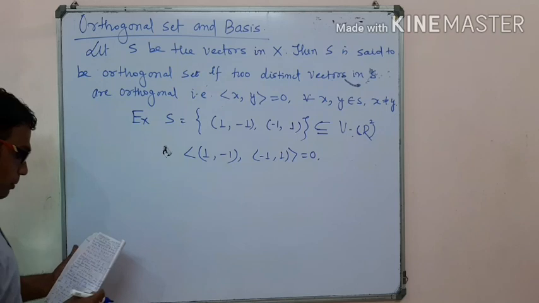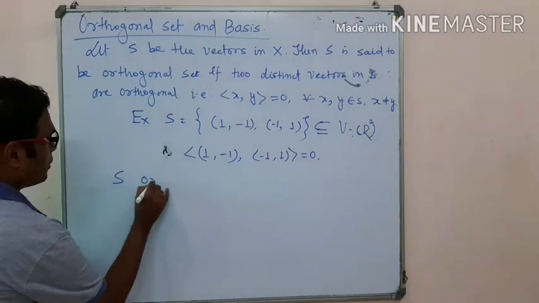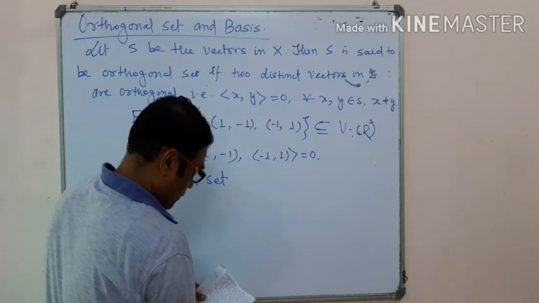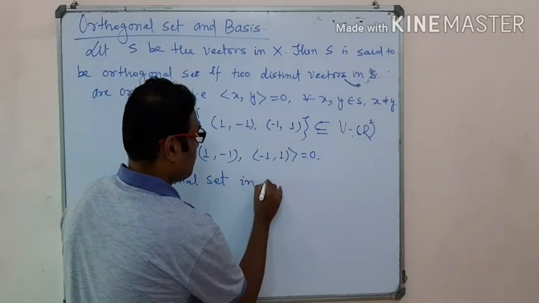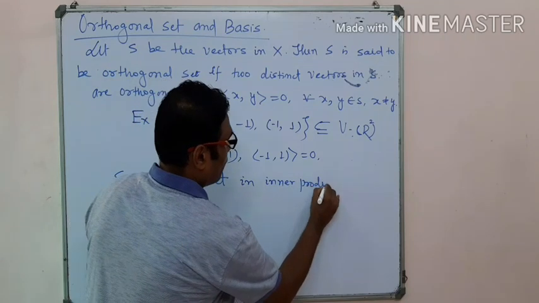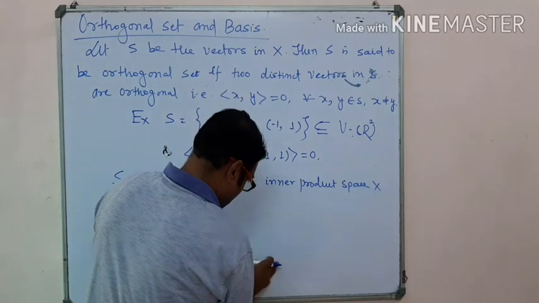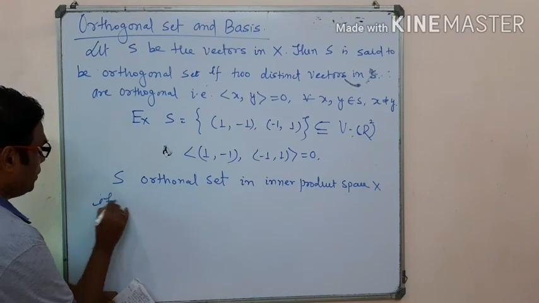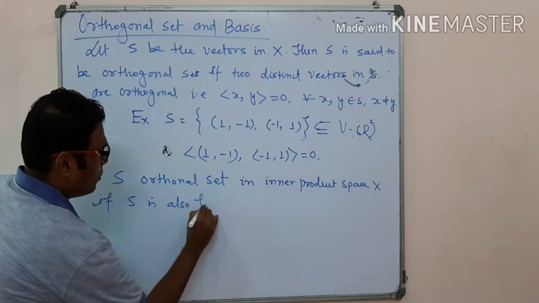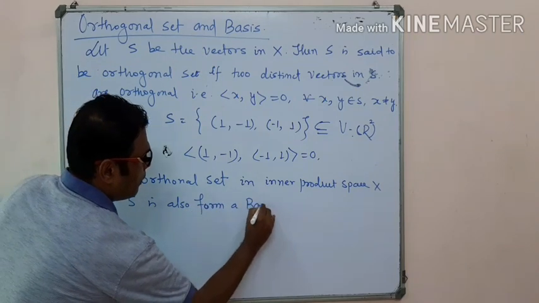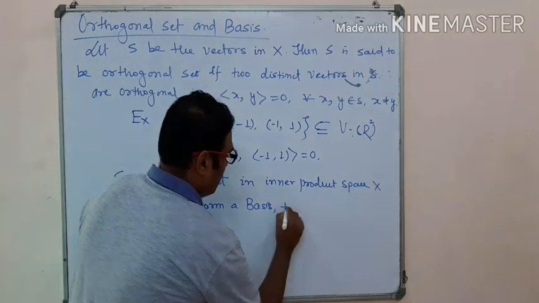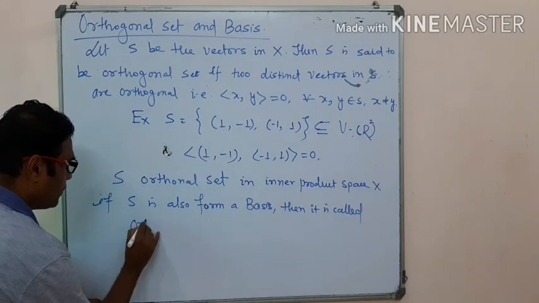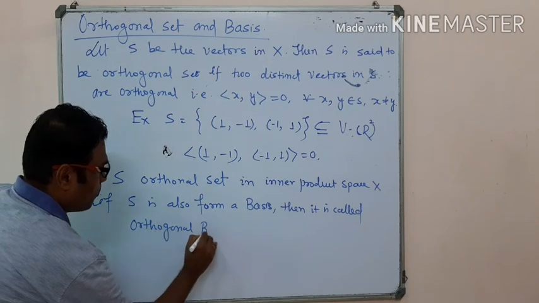Now, orthogonal basis. If S is an orthogonal set in inner product space X, and if S also forms a basis, then it is called an orthogonal basis.